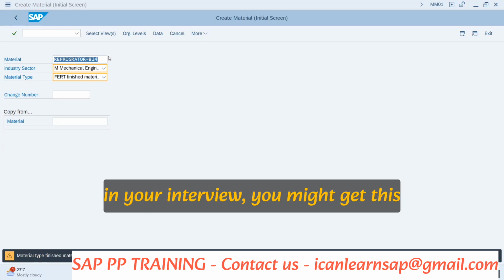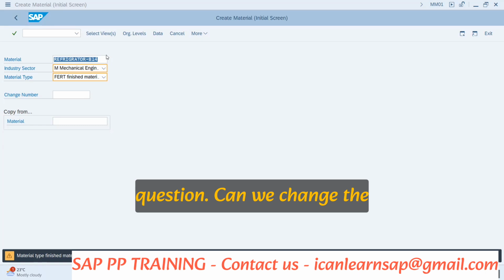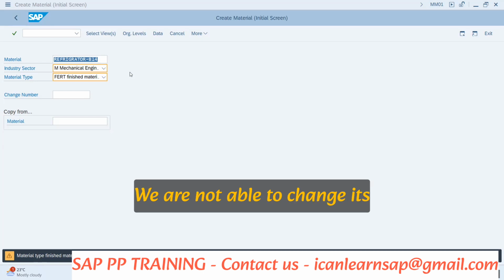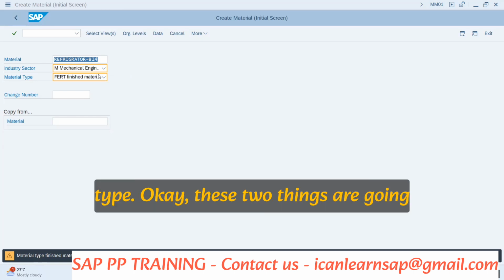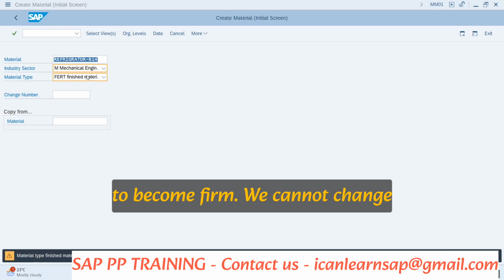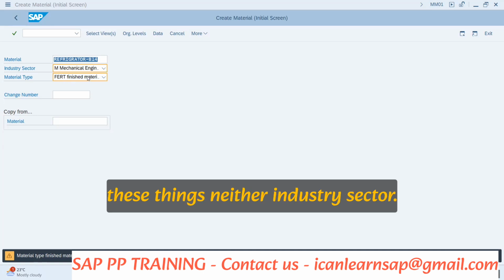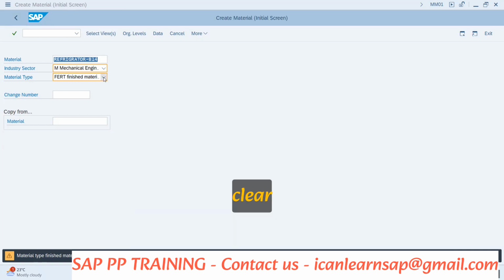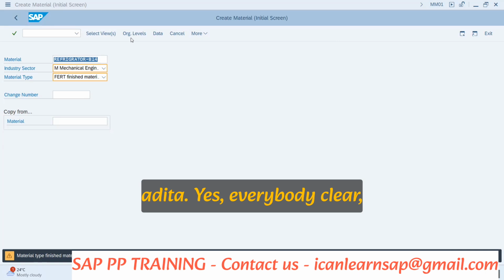Again, in your interview, you might get this question: can we change the industry sector? If a material is created in the system, we are not able to change its industry sector and material type. These two things become firm. We cannot change them, neither industry sector nor material type. Are we clear, everyone? Akshay, yes. Rajendra, yes. Tushar, Suraj, Aditya, yes. Everybody clear, right?